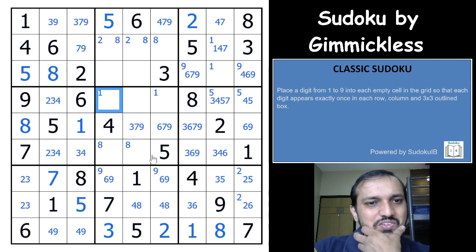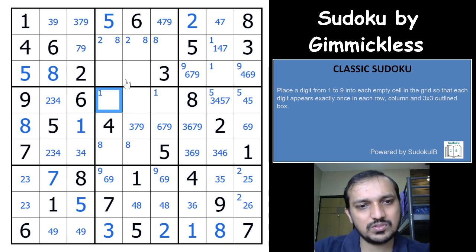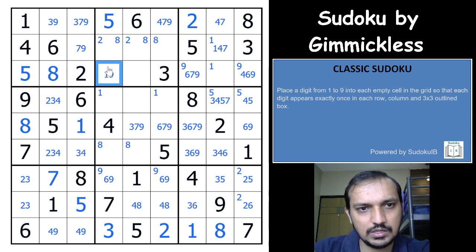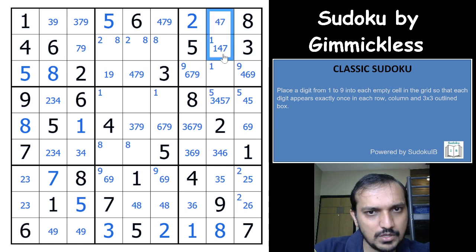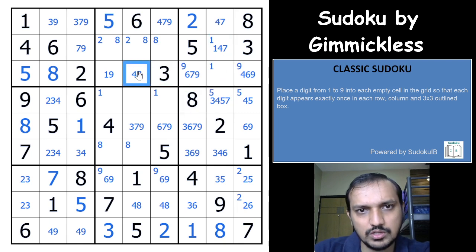1, 6, 7, 9, 4, 1, 4, 7, 6, 9, 4, 7, 6, 1 and 9. Okay, 9 is in one of these two cells, so this cell cannot be a 9.